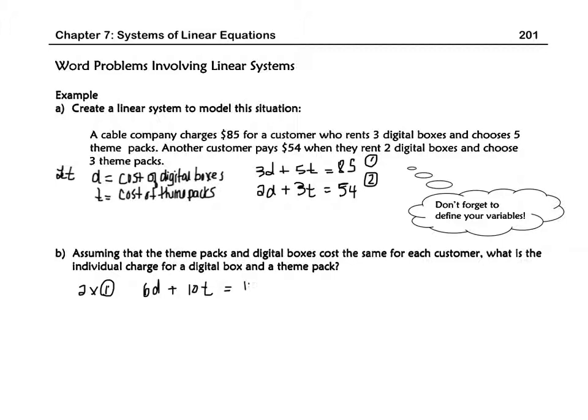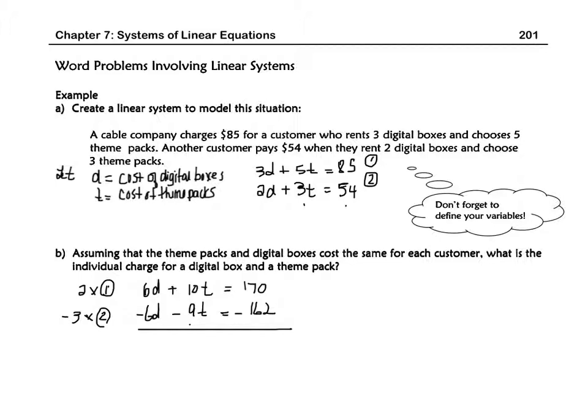equals 170. In the bottom equation I would need to have a negative 6 in front of the D, so I'm going to need a negative 3 times the second equation, which will give me negative 6D minus 9T equals negative 162. Negative 3 times 54 would be negative 162. So all I did there was multiply negative 3 by the 2D to get negative 6D, negative 3 by the 3T to get negative 9T, and negative 3 by the 54 to get negative 162.